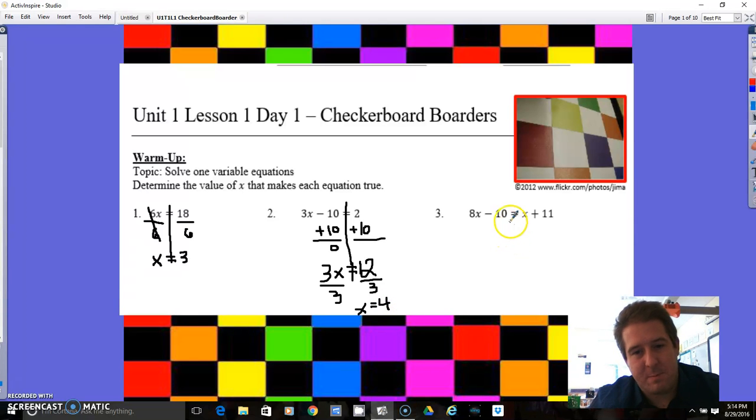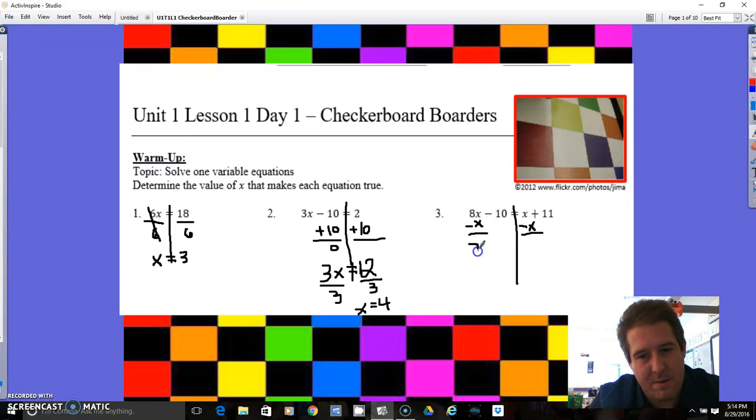Now, question number 3 has multiple steps. In fact, we call this variables on both sides, because there are variables on both sides. So the first thing I want to do is get the variables on the same side. I'm going to eliminate x from both sides and get both of the x's on the left-hand side. That leaves me with 7x minus 10, which I bring down without doing anything with it, equals 11.